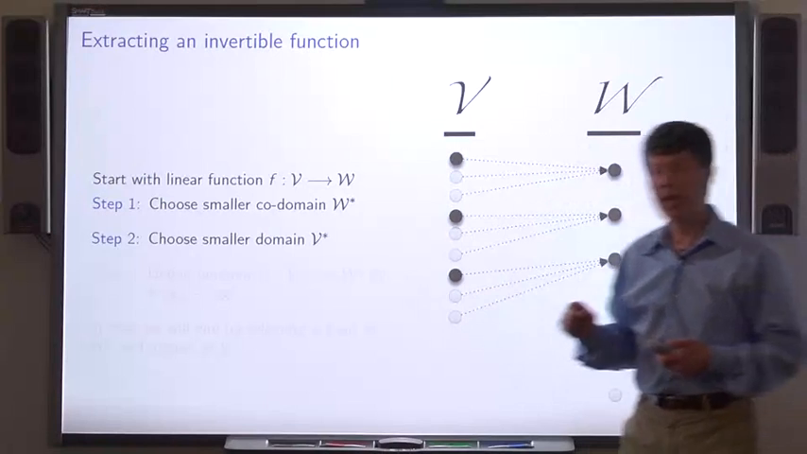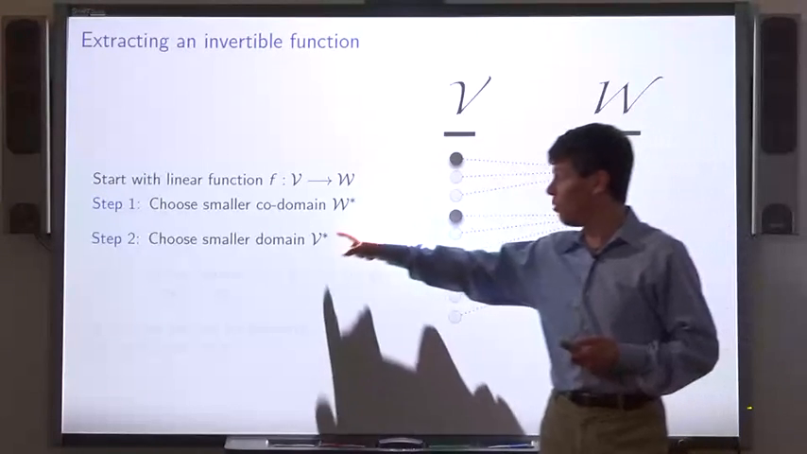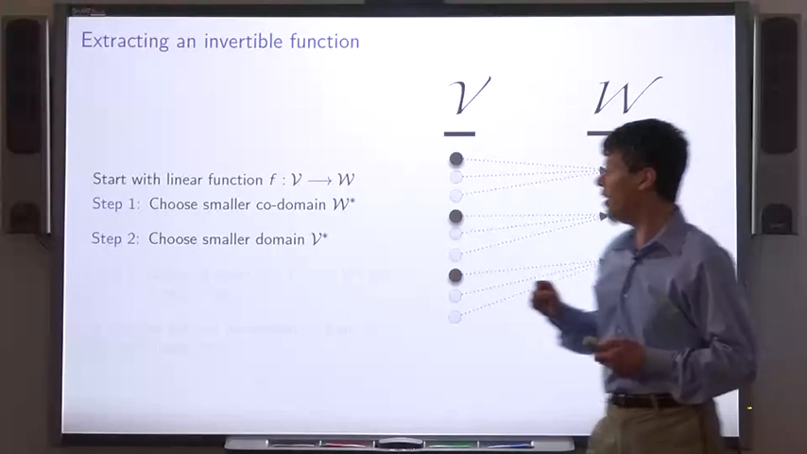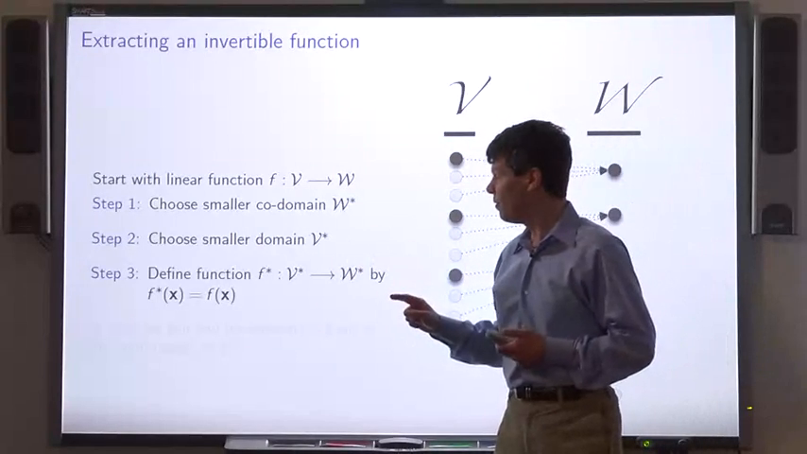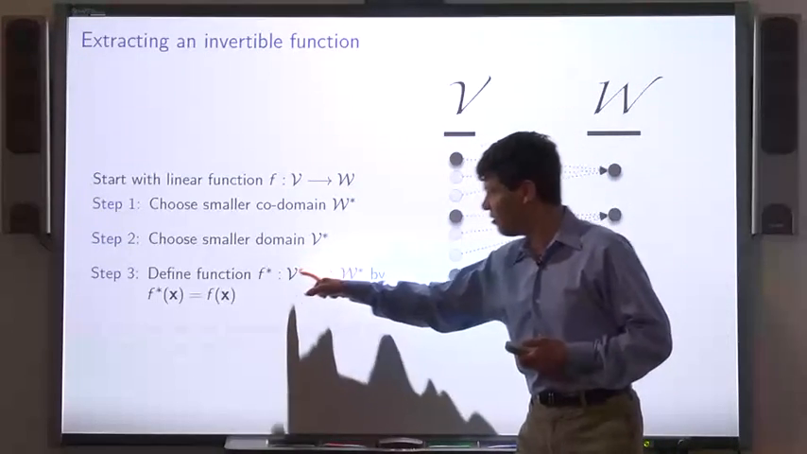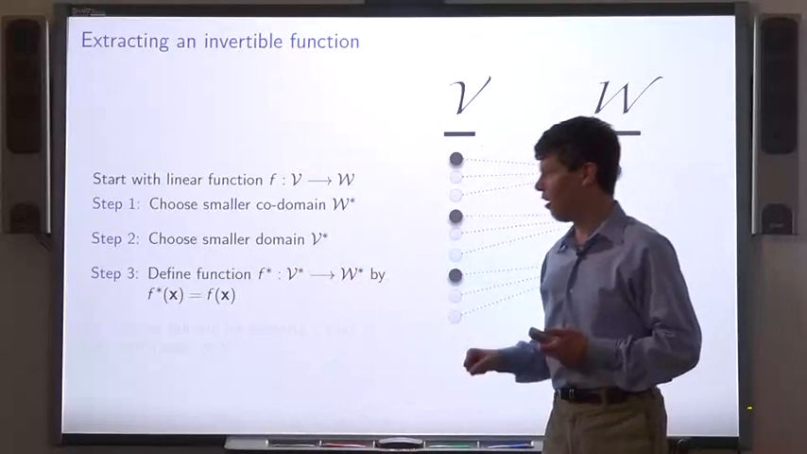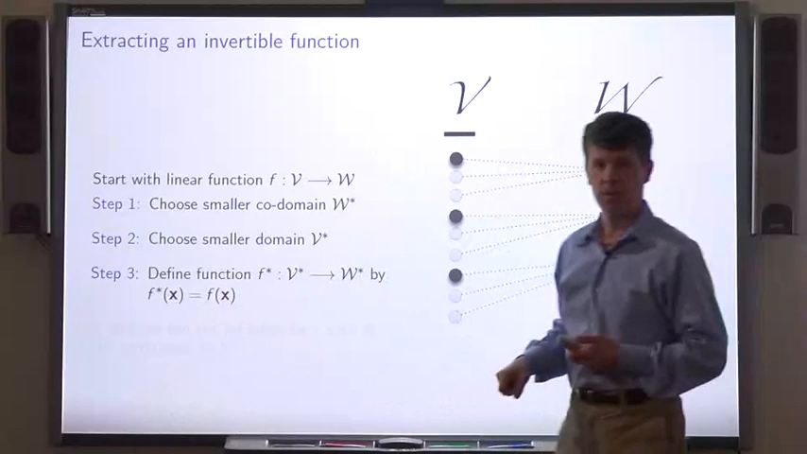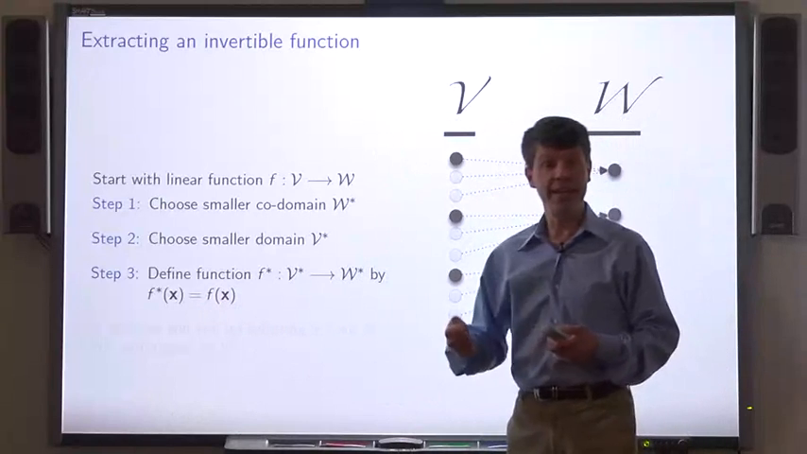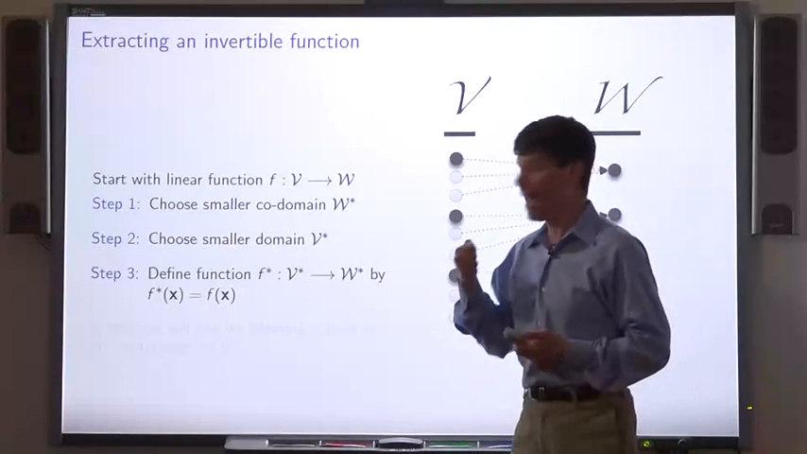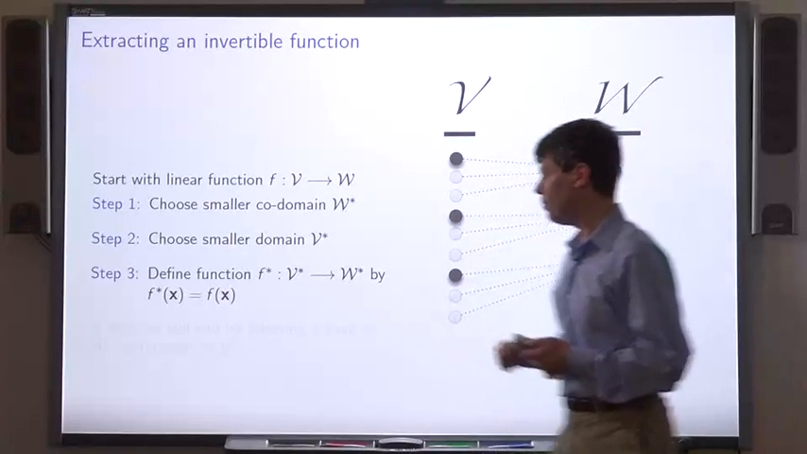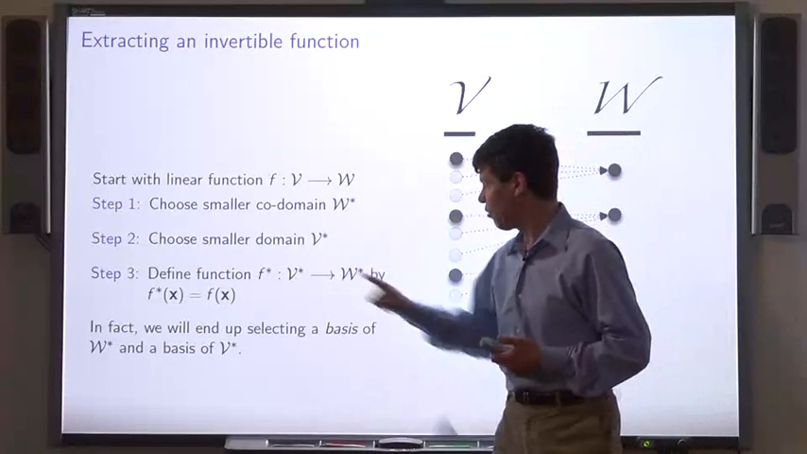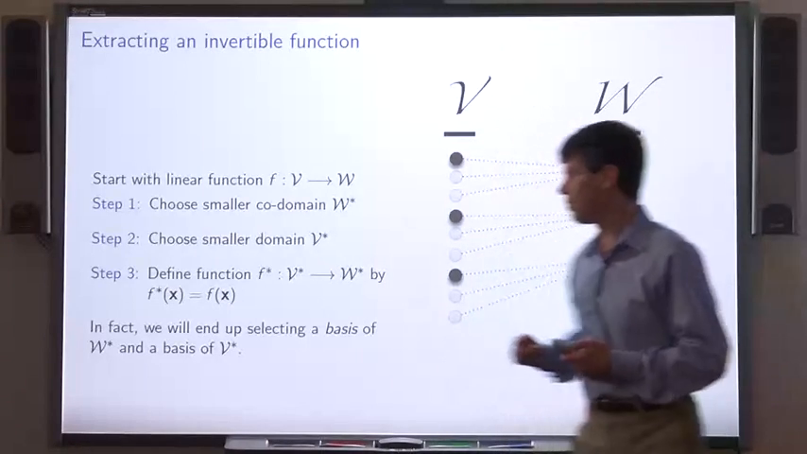The second step is choosing a smaller domain, which we'll call V star. And then we'll define the function f star with domain V star and codomain W star. We use the same rule to define f star. So f star differs only in that its domain is smaller and its codomain is smaller. We end up choosing a basis for V star and for W star.